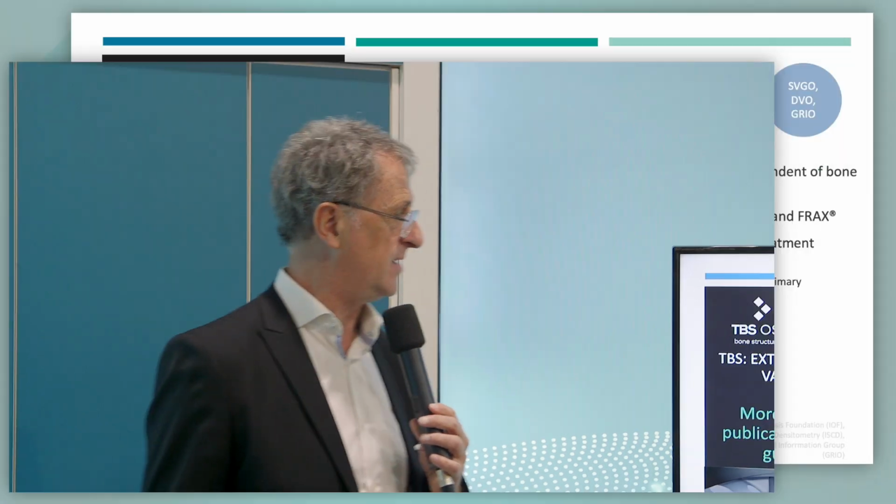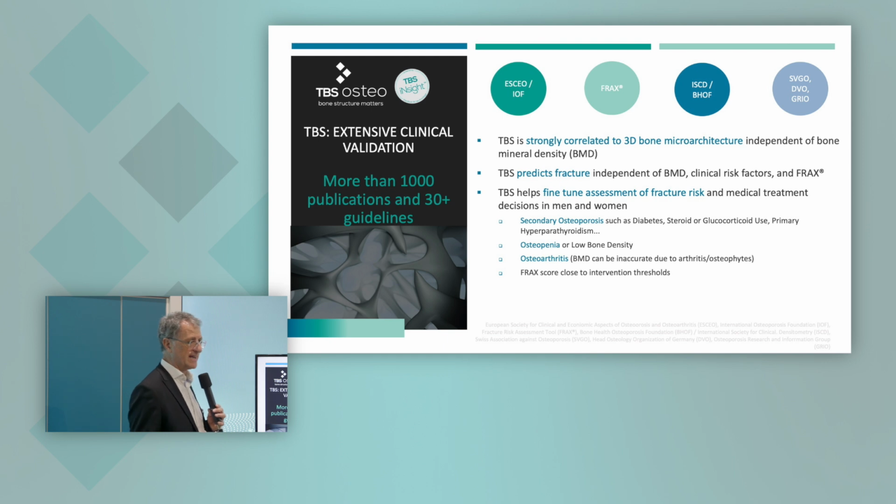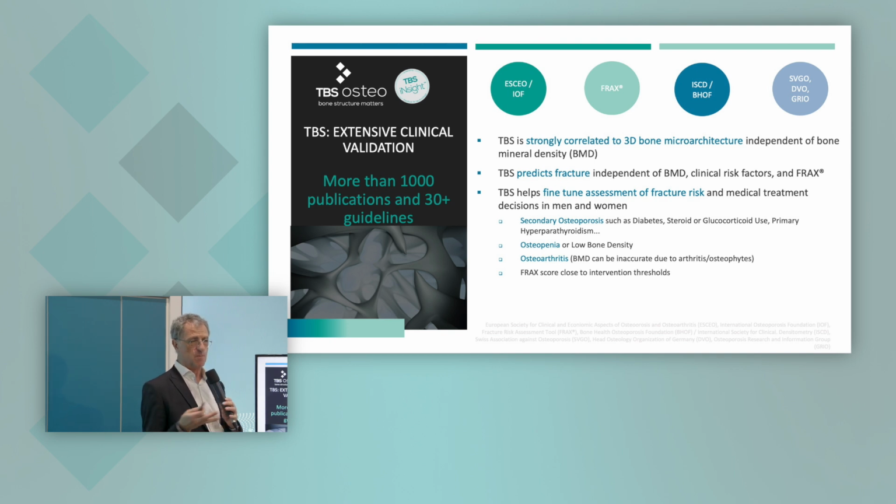TBS is strongly correlated to microstructure, independently of the density, and it predicts fracture independently, again, of the density and of FRAX. And that means it helps fine-tune the level of risk for the management of the patients. The second thing is that it also helps in the gray zone, when we talk about osteopenia, and also in secondary osteoporosis and so on. So when we have all that together, let's see how we can use that in clinical practice.